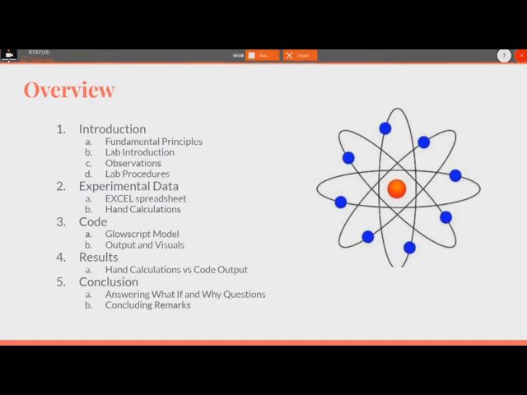So a quick overview of what I'm going to be talking about. I'm going to start with the introduction, where I talk about our fundamental principles, an introduction to the lab, observations, and some of the procedures. And then I will talk about experimental data from my Excel spreadsheet for my measurements and some hand calculations that I did. And then I'm going to go in and talk about the code, show my GlowScript model, output, and visuals, and then talk about the results. So comparing and contrasting the hand calculations and code output, and then I go into a conclusion where I'm going to answer the what if and why questions and add some concluding remarks.